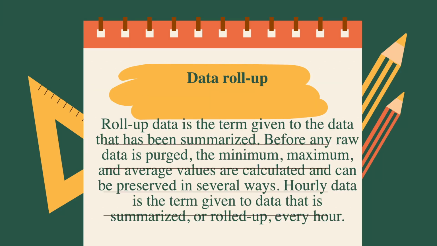Then a question was there regarding data roll up. What is it? Whenever data is given to us, you are summarizing it. That is what data roll up is. Before any raw data is purged, the minimum, maximum, and average are calculated, and they are preserved in several ways. Hourly data is the term given to data that is summarized or rolled up every hour. That was also asked in the exam.